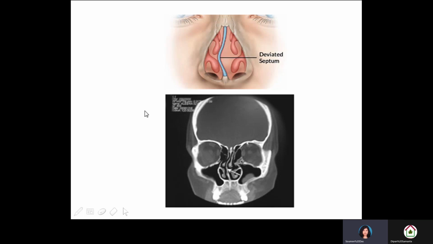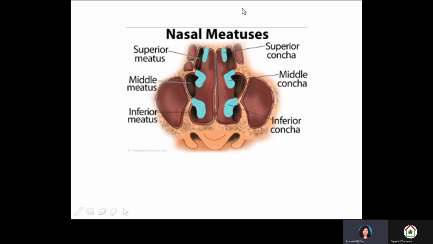Okay, so next one is type of radio imaging. So this is another picture of nasal septum deviation. This picture corresponds with this CT image. These are the nasal meatuses or nasal turbinates or concha. These are known as concha.